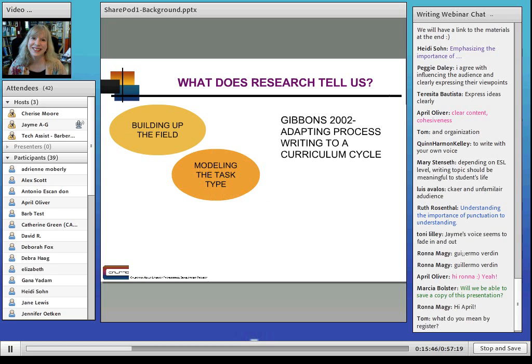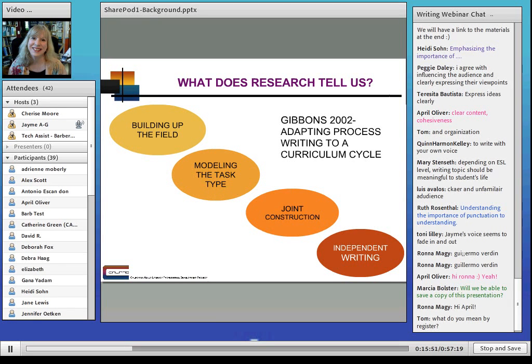But we also know that in an ESL classroom, it's not necessarily possible to do independent writing at all times. And so Gibbons came up with a process, a way to adapt it to a curricular cycle. This was primarily for secondary, but I think it translates very well into our classrooms. You spend time in class on a lesson standpoint. You spend time building up the field.